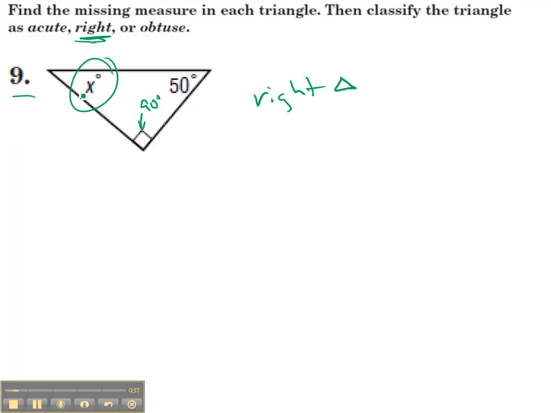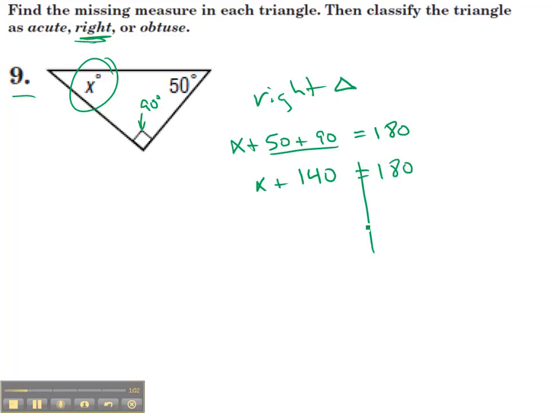We just need to find what this angle x equals. We know that all the angles of a triangle add up to 180 degrees. We learned that in class. So x plus 50 plus 90 altogether would add up to 180. 50 and 90 is 140. So x plus 140 equals 180. So x must be 40.